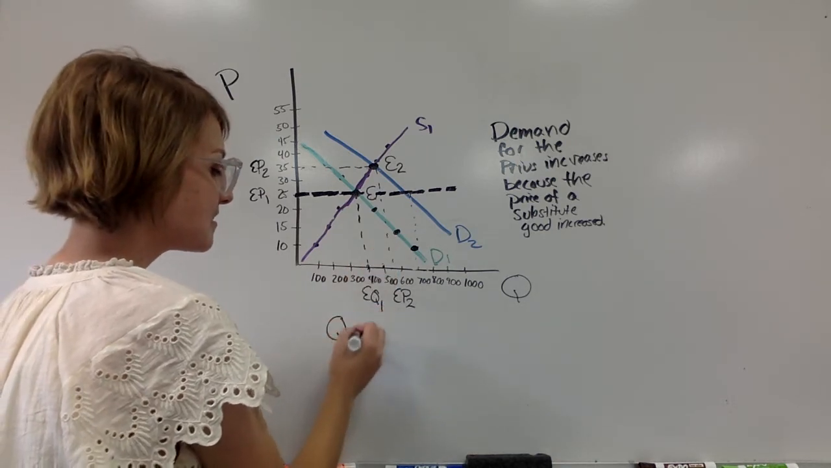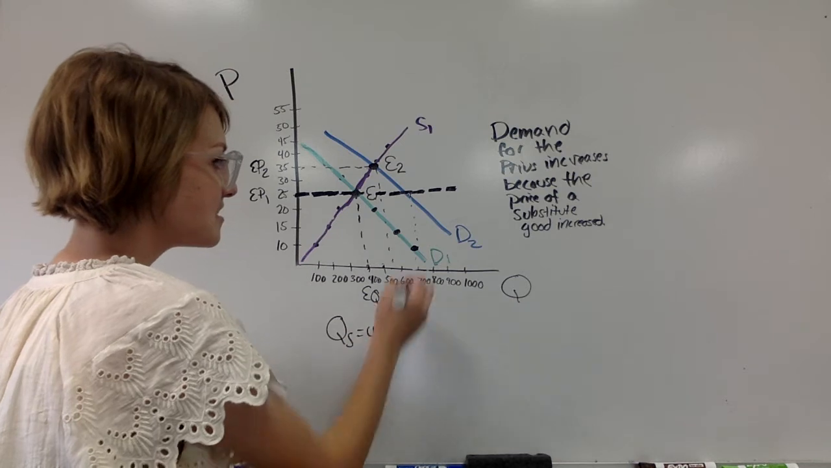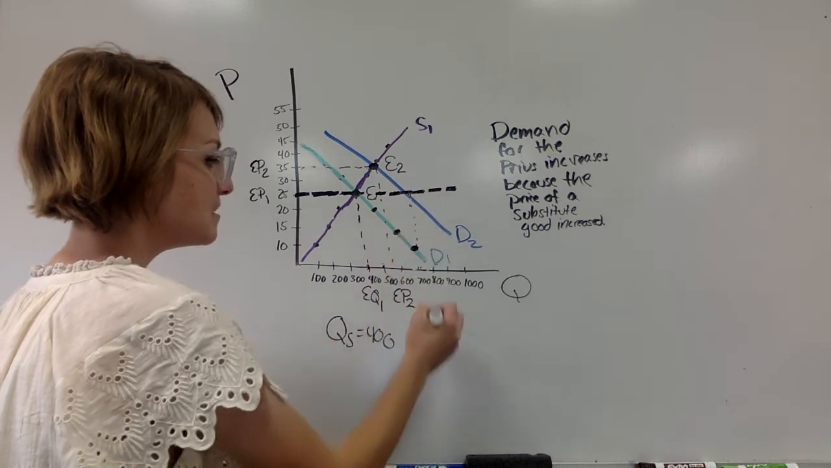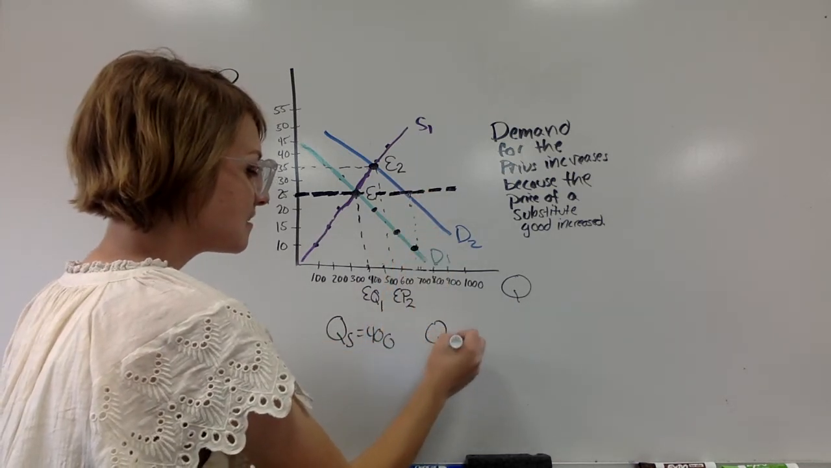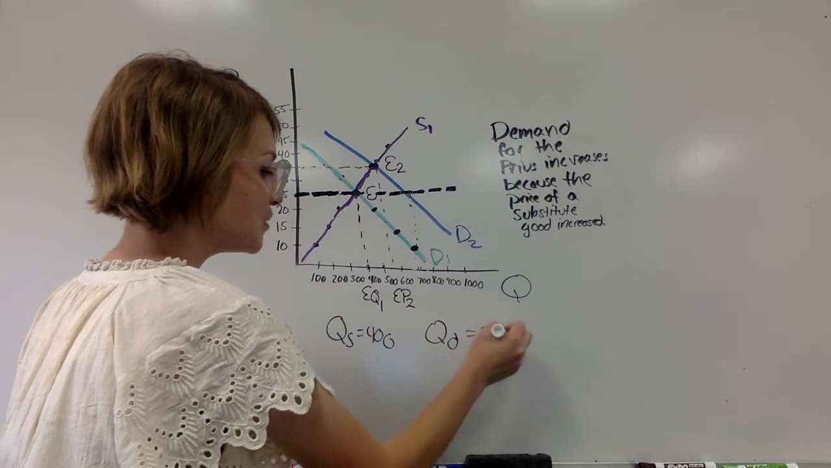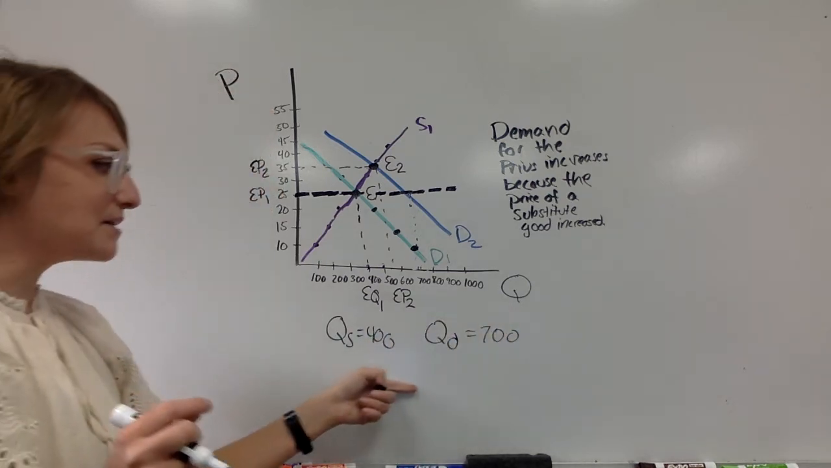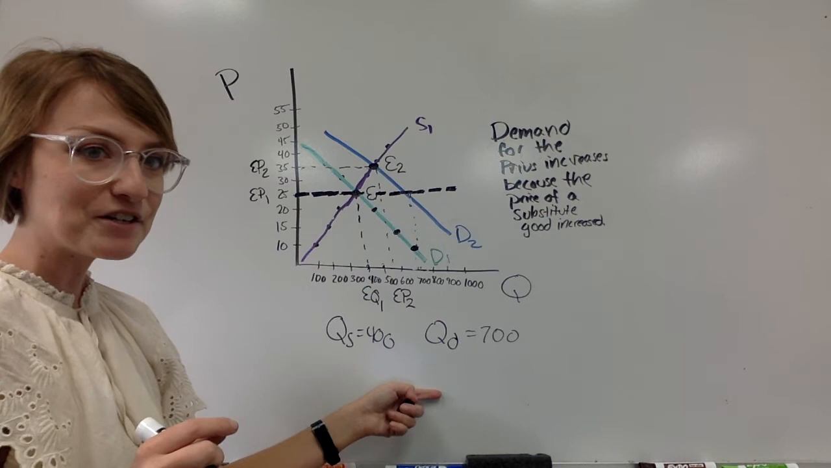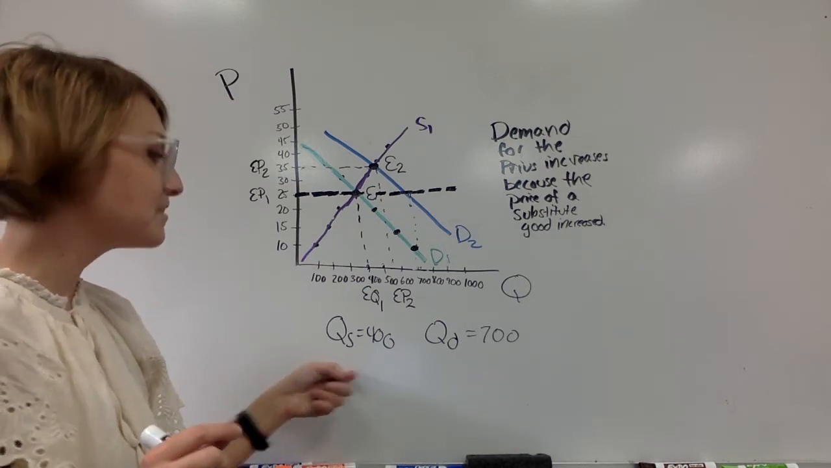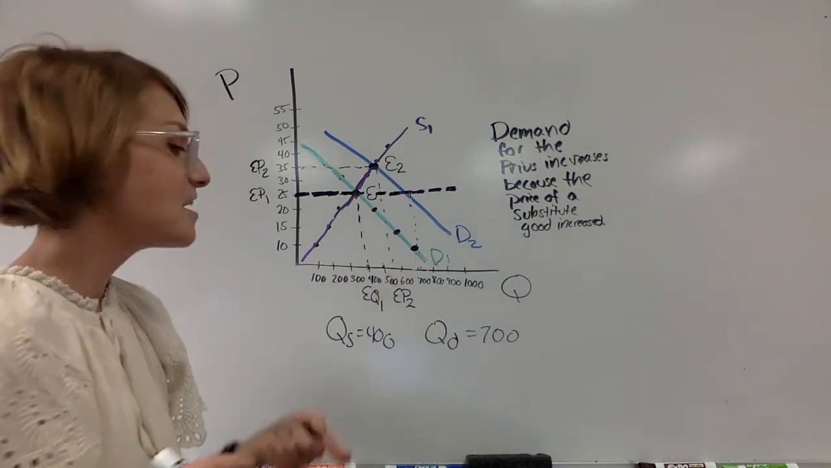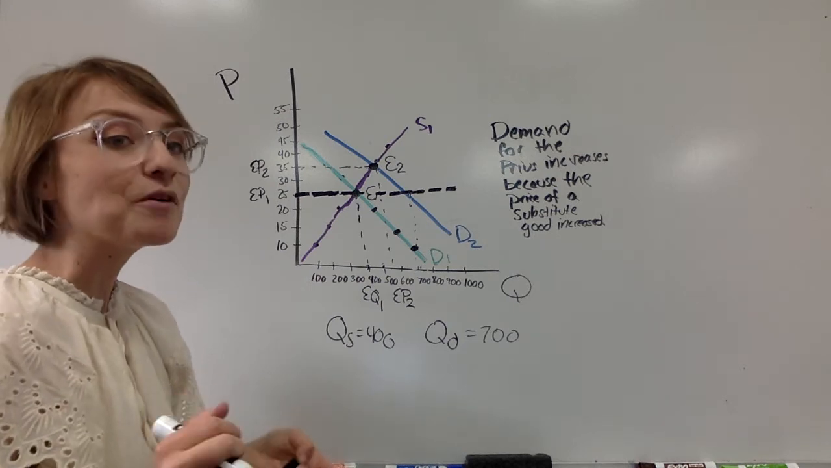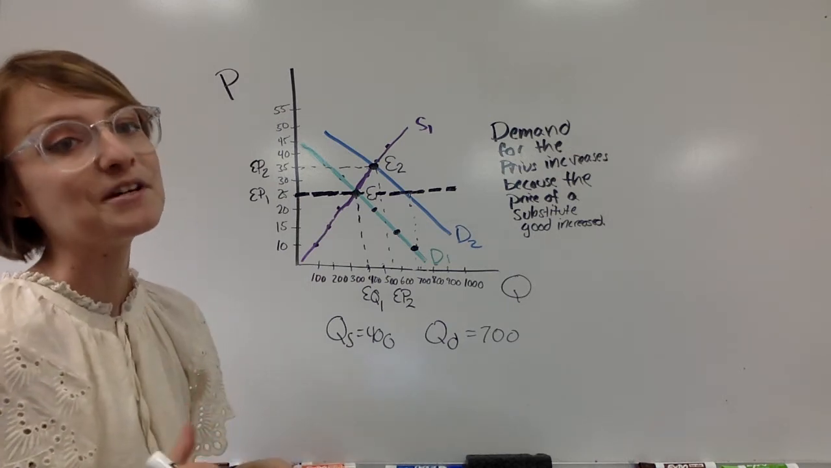so QS is around 400, and QD is around 700. So what's happening here, right, is quantity demanded is 700, quantity supplied is 400, about, depending on where you drew your graph. So there's going to be a shortage of 300,000 Toyota Priuses, right?